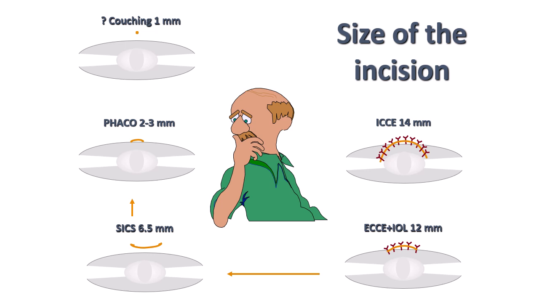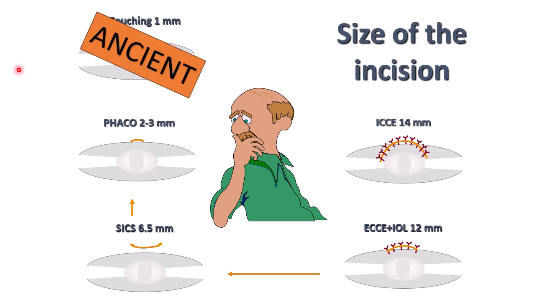Now, the main difference in all of these surgeries is the size of the incision. Couching is an ancient technique, way before surgery came into being. What was done was that a sort of hole was made in the eyeball, probably through the sclera, as there are no records available of this technique in scientific papers, and the lens was pushed into the vitreous cavity. Disastrous as the procedure sounds.